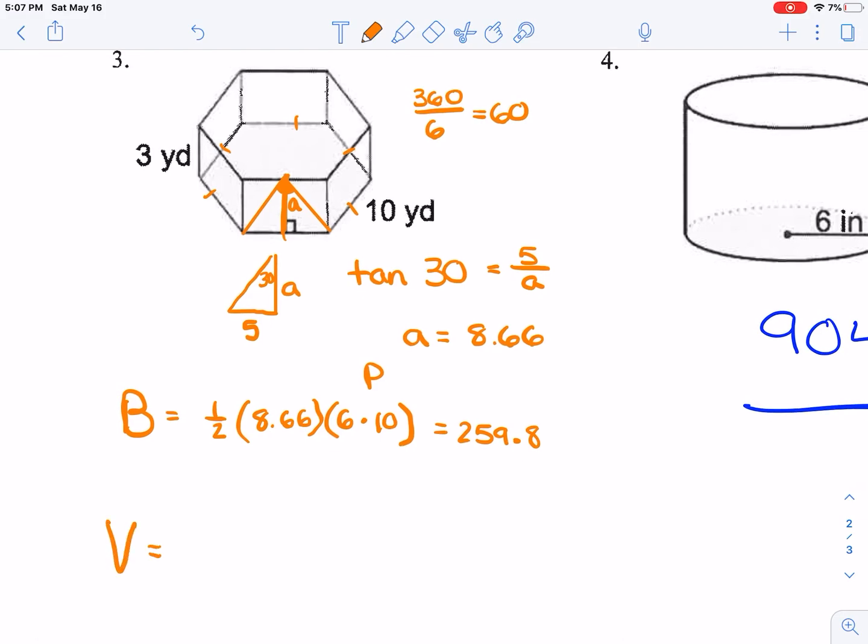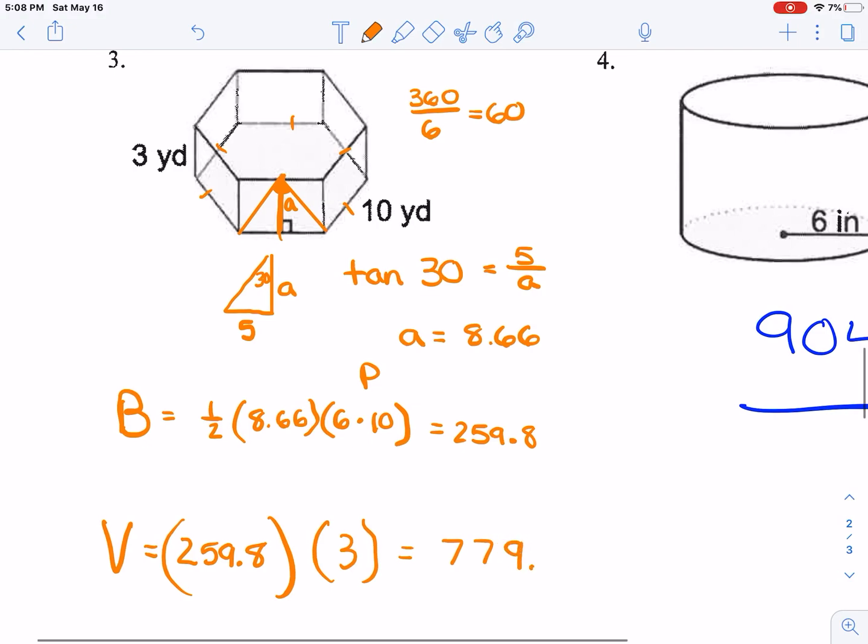And then we're not done there, we still need to find the actual volume. So we're going to do the area of the base, which we just found, that 259.8. And we're going to go ahead and multiply that by our height, which we can see is 3. And once we do that, we should get 779.42. I didn't round to the nearest hundredth in my key, so it might be a little bit off here. But about 779.42, and then we're going to do our yards cubed.